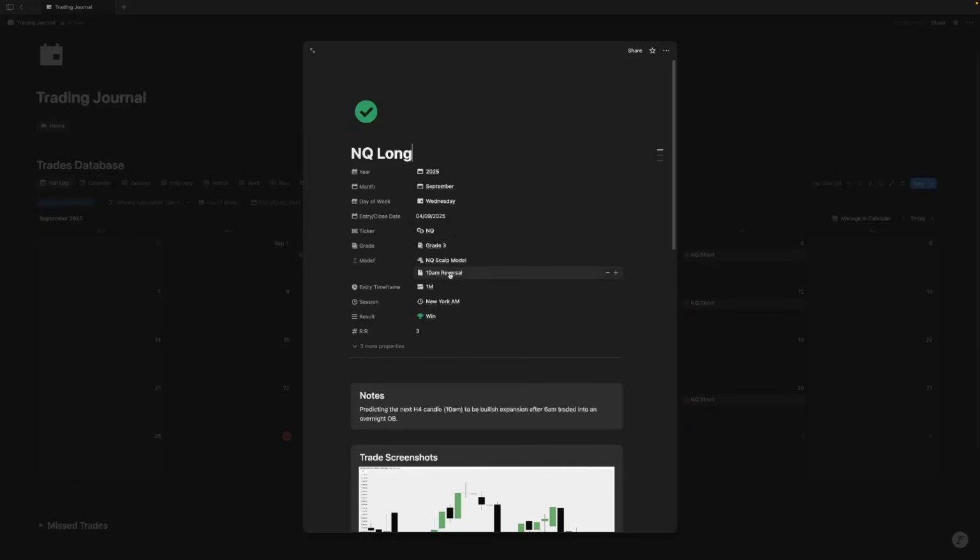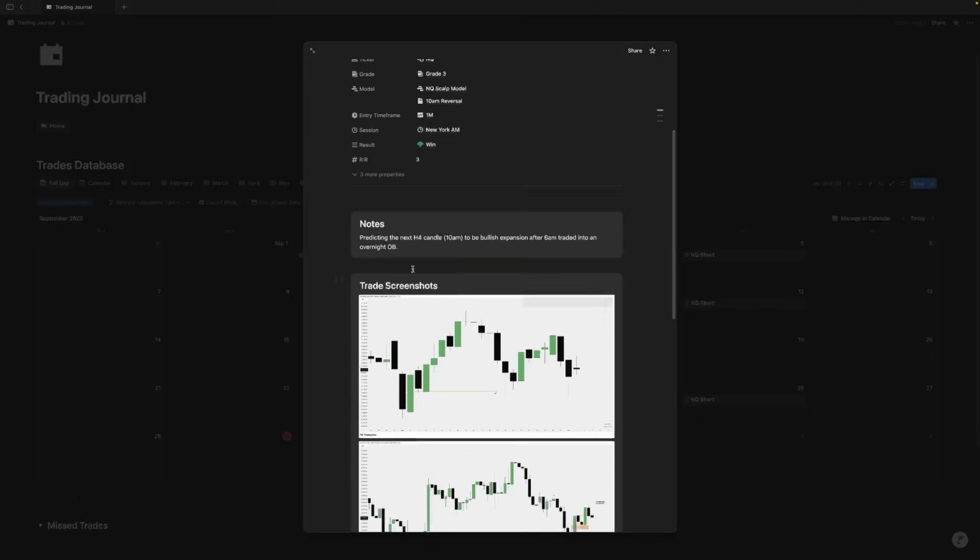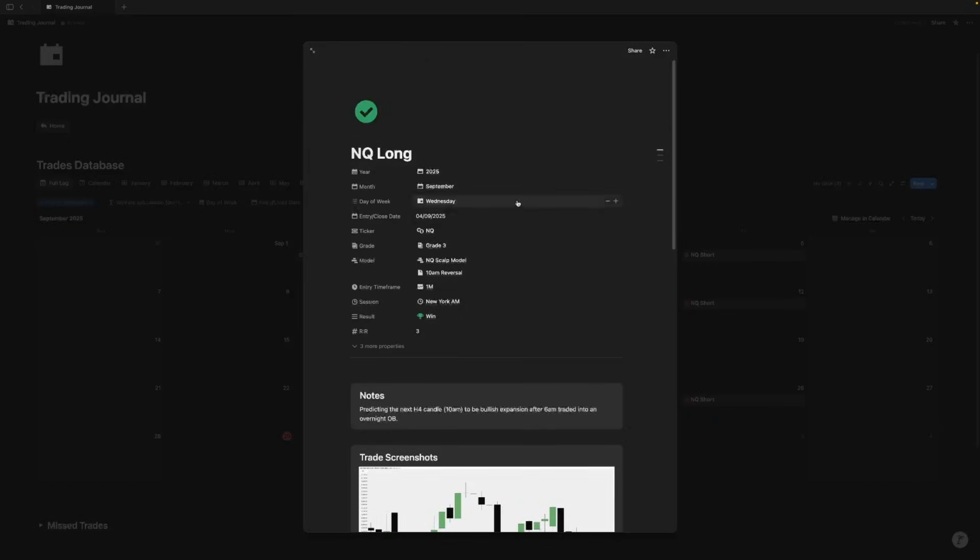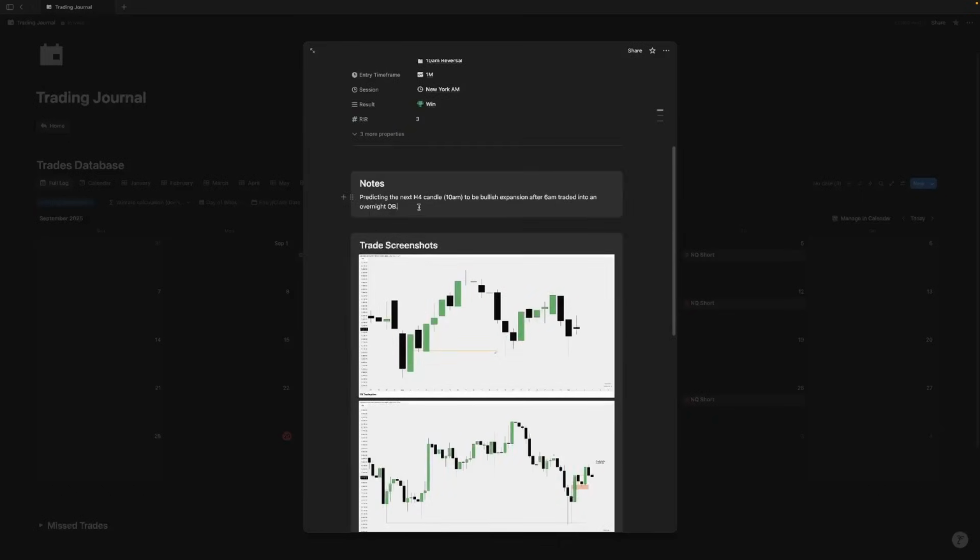NQ scalp model, and then I put 10 a.m. reversal as well, and entry time frame, New York, the session, and then result and risk to reward. Now, my notes are really small usually because I know what I'm doing. Predicting the next 4-hour candle, exactly what I taught you. This is a real trade I took on the 4th of September. Predicting the next 4-hour candle, and right now it is the 29th of September.